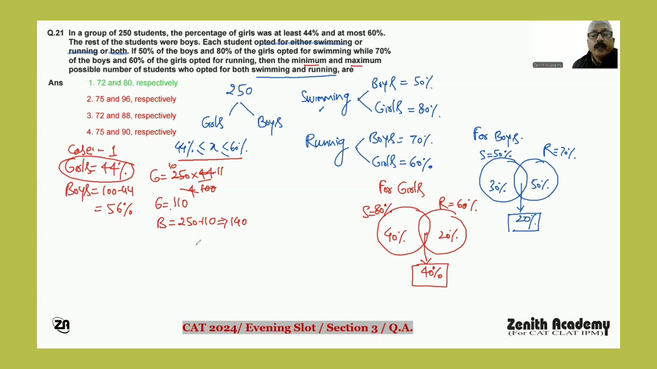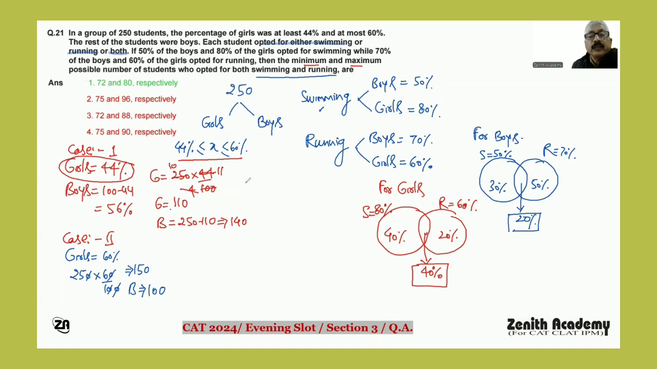And in second case, girls are 60%. So this time your girls will be 60% of 250, that is 150. Girls 150, then boys 250 minus 150, 100. Okay. And now take the first case.